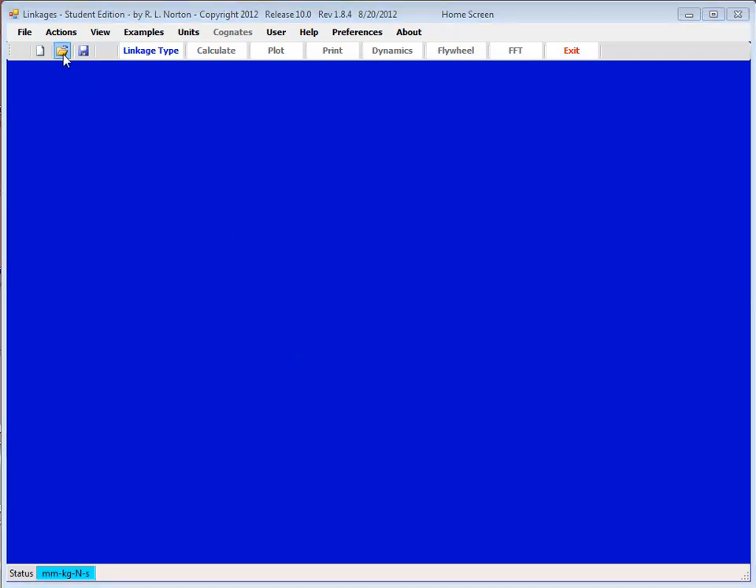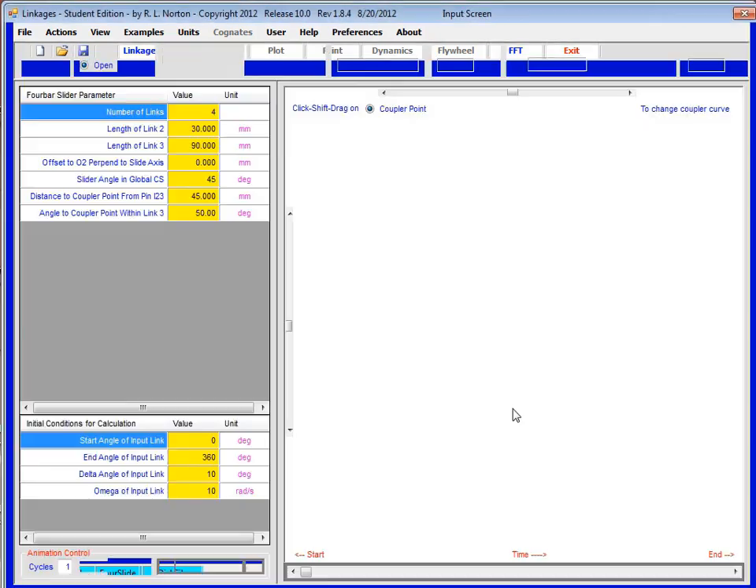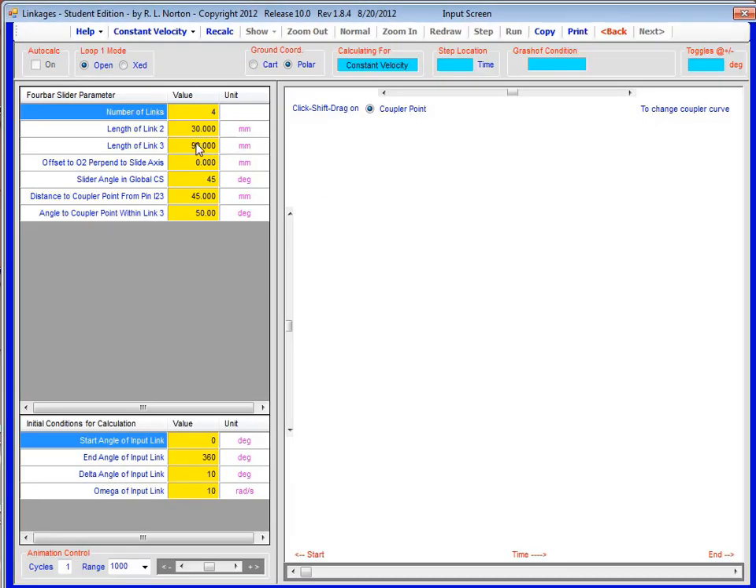And then I'm just going to open the file that I already have set up here. You can see that the crank is at 30, the coupler is at 90 millimeters. The offset is at 0 because the axis of the slide is going to pass right through the origin, and then it's at a 45-degree angle. The distance out to the coupler point is 45 millimeters, and it's at 50 degrees.